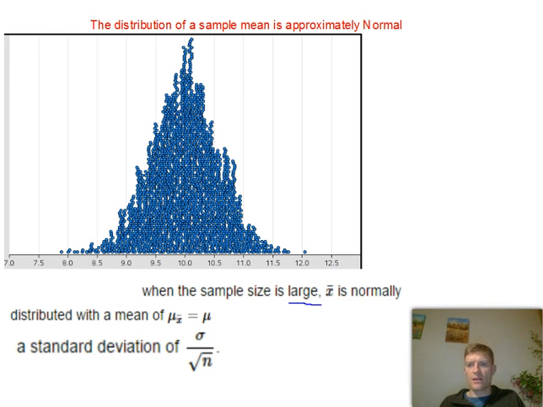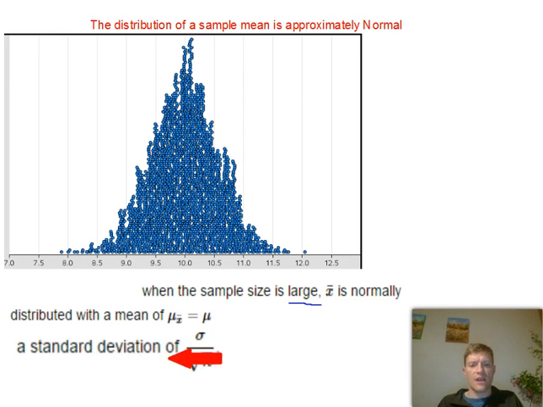Okay, we have our x bar, which is our sample mean. That is going to be normally distributed, and the mean, being the measure of center, is the same as the population mean. That's our expected value. The mean of our sample means is the same as our population mean.